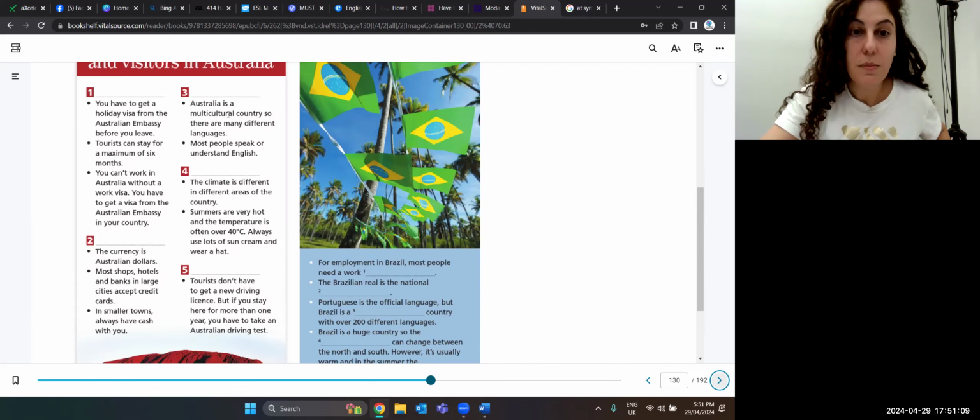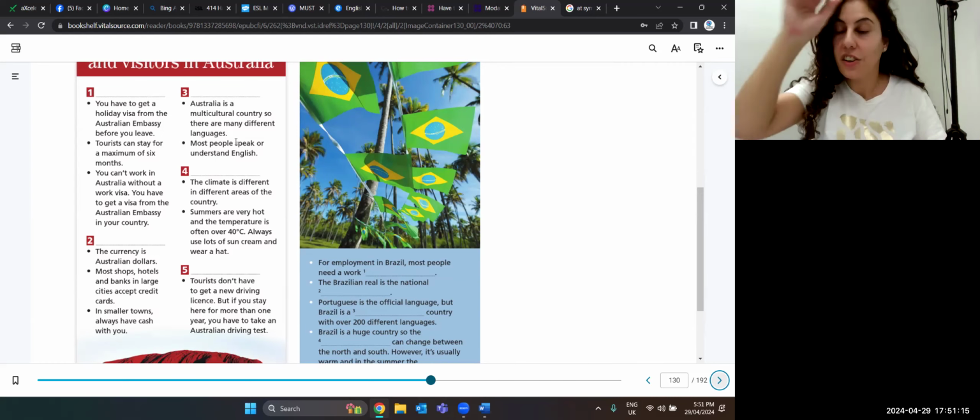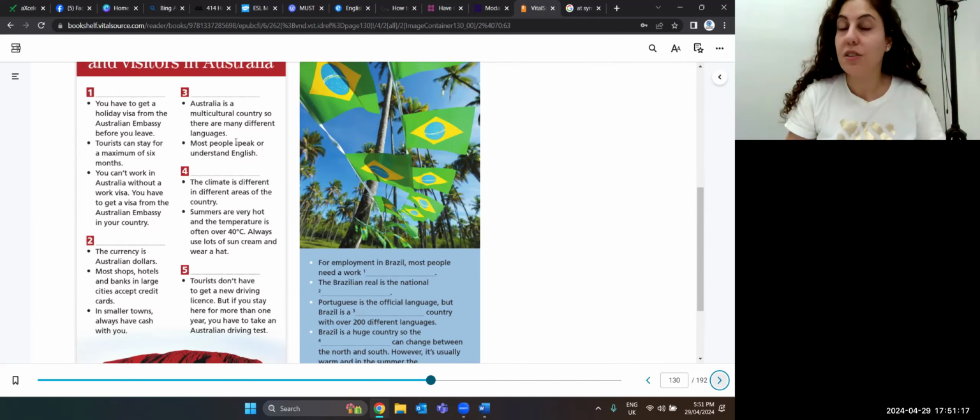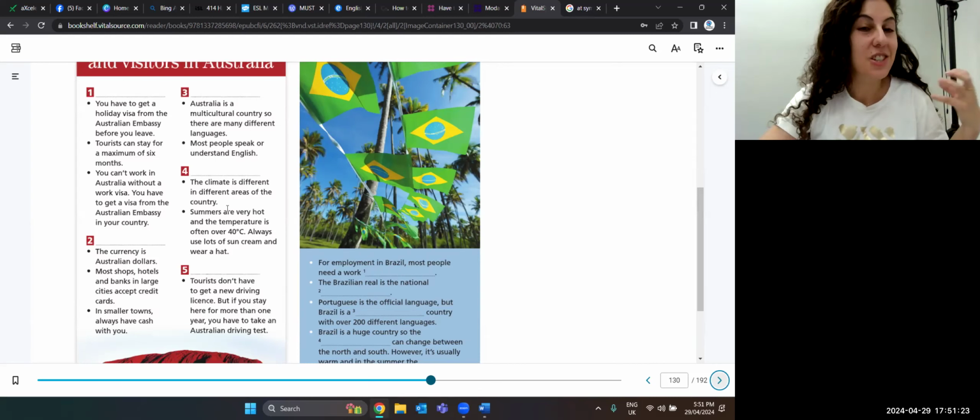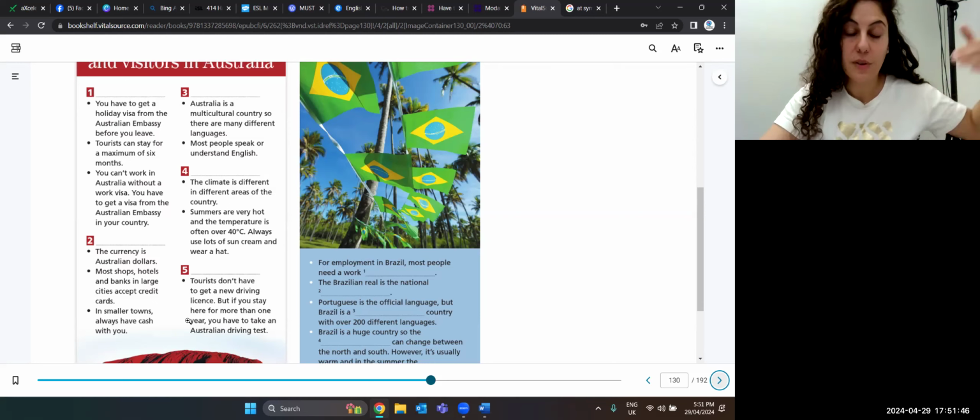Number 3, Australia is a multicultural country. It looks like it's talking about the language. It's telling us that you're going to find many people from all over the world. So you're going to hear lots of different languages. Number 4, it looks like it's talking about the weather, the climate. That means the weather. Tells us it's very hot. You must have sunscreen, wear a hat. And the last paragraph was about the driver's license or the road travel. So it's telling us that you don't have to get a new driver's license, but if you stay here after 1 year, you must do the Australian driving test.